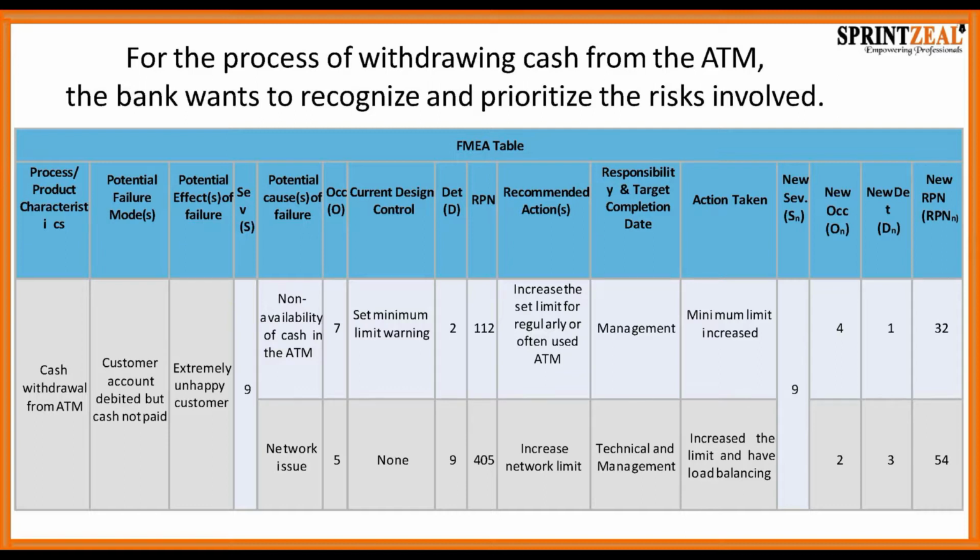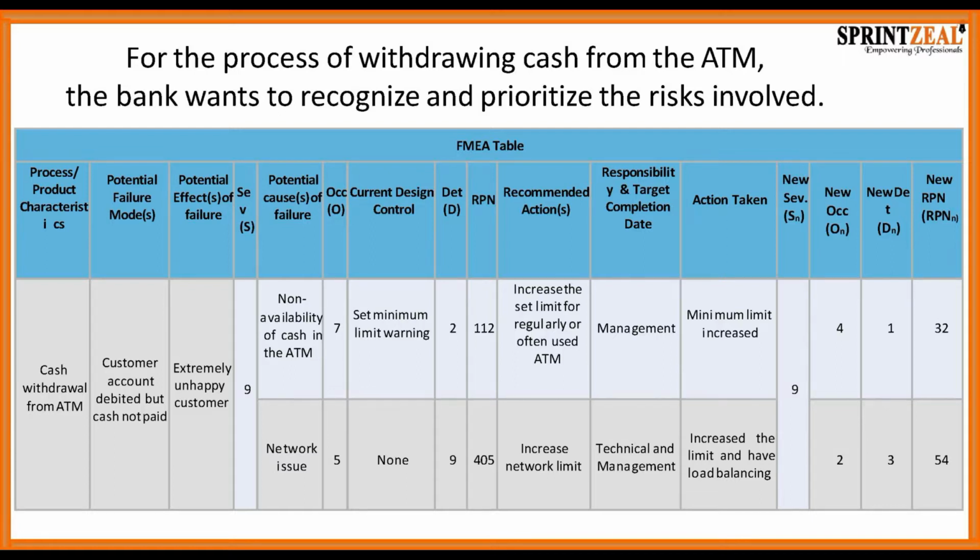So what could possibly cause this failure? Well, the effect of this failure would be an extremely unhappy customer. I mean, I would be upset if I went to an ATM machine and put in my PIN and it said that I was going to receive my money, but the money never came out. So I'm going to mark that as a 9, that is highly severe. That is an incredible amount of pain for the customer to go through.